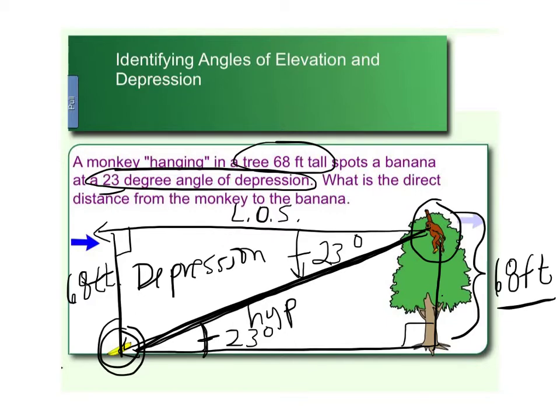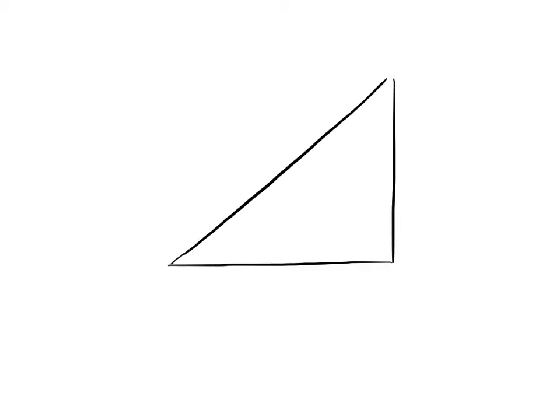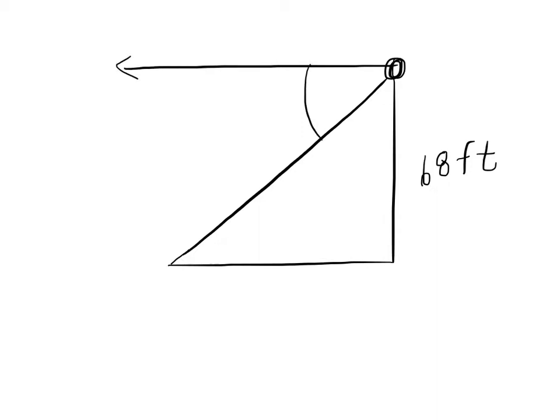So let's see how we would set it up. Let's redraw the right triangle. We said that the height of the tree was 68 feet. The monkey was here, so we said this was his line of sight. They said the angle of depression was 23 degrees. We know that this forms a right angle. Now we could drop a perpendicular here and form a right triangle there. Either way you choose to do it is your choice again.